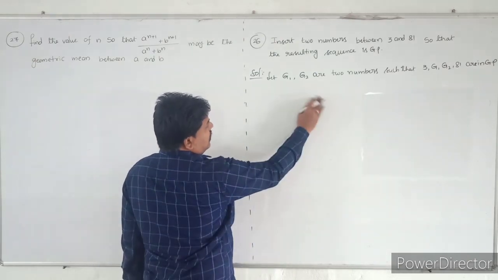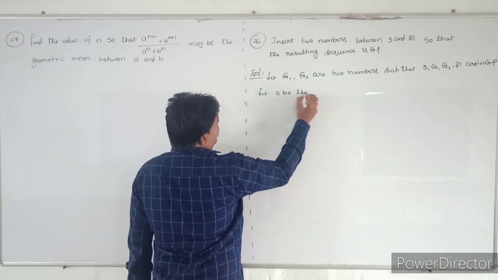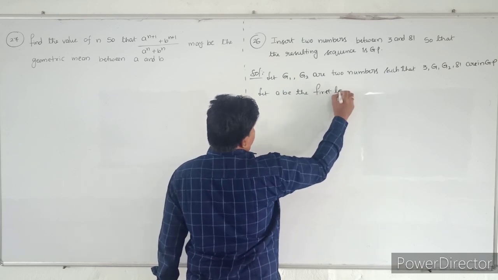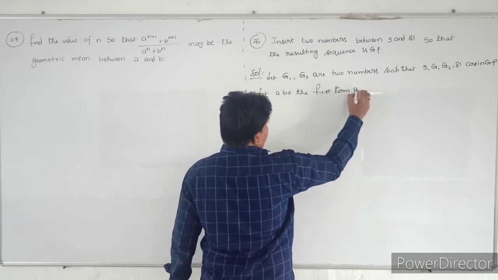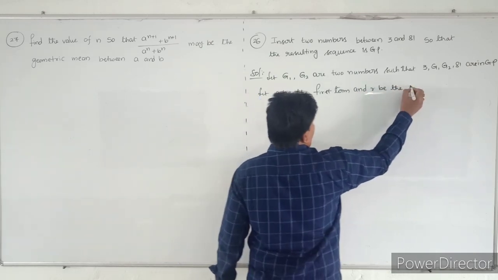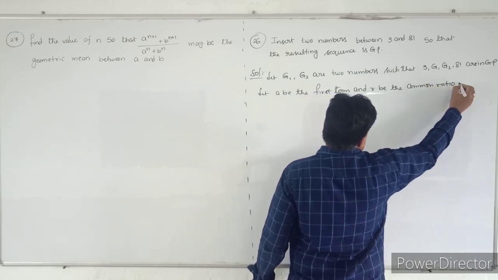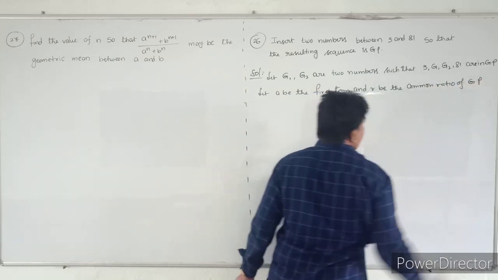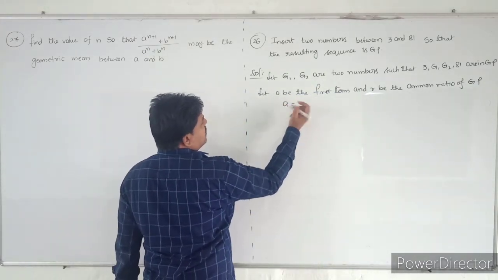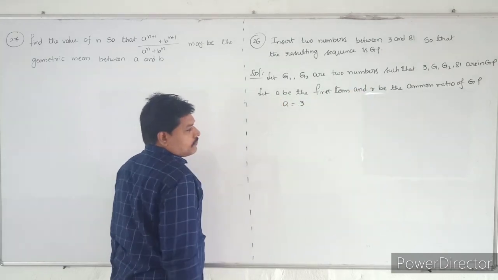Also here I am taking that let A be the first term and R be the common ratio of the geometric progression. Then what happens? Here A is the first term. What is the first term in that one? A is equal to 3.